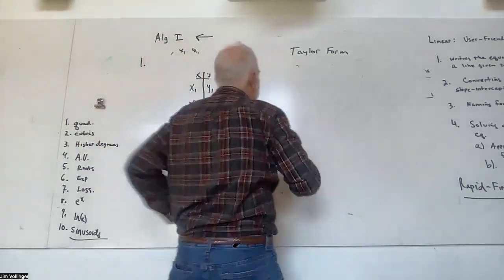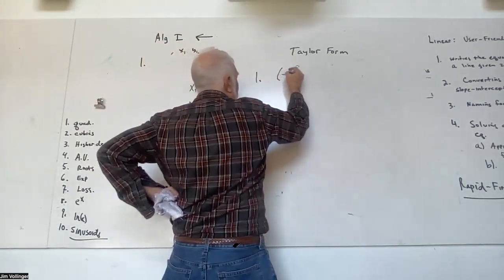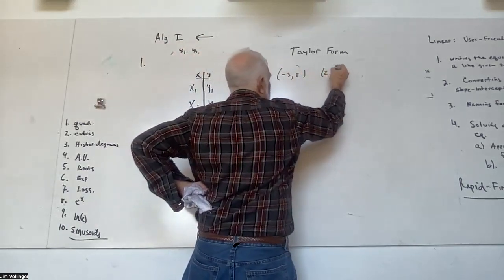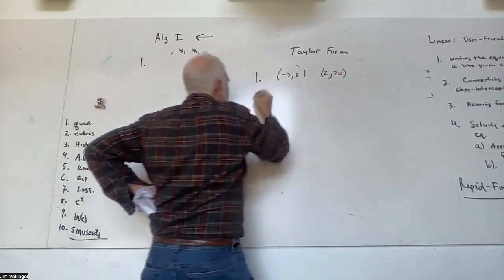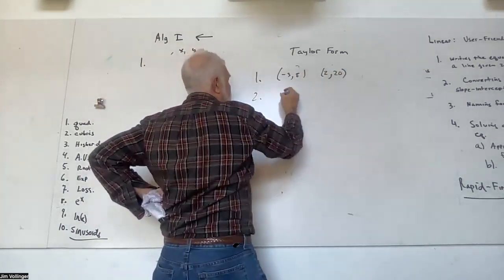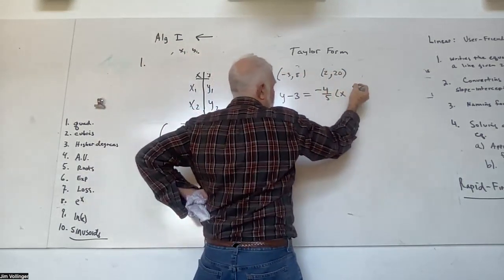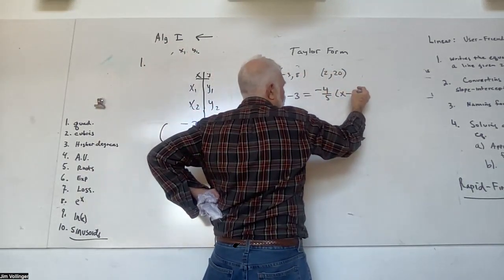I'll give you 4 questions. 1, write the equation of the line that passes through (-3, 8) and how about we do (2, 20)? Okay, number 2, convert to slope intercept: y - 3 = -4/5(x - 7).